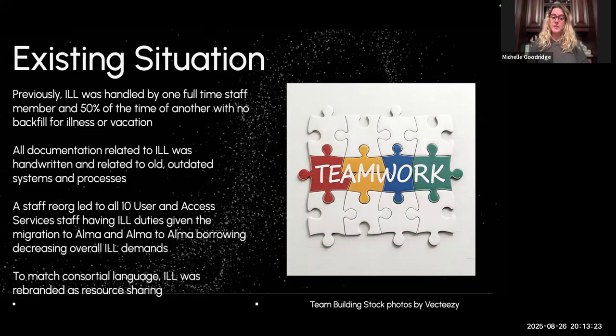We conducted a staff reorganization, which led to all 10 of our user and access services staff now having ILL duties. This was because of our migration to ALMA and how we use it for ALMA to ALMA borrowing, and we use it with a lot of our resource sharing partners. And to match consortial language, ILL was rebranded to resource sharing.